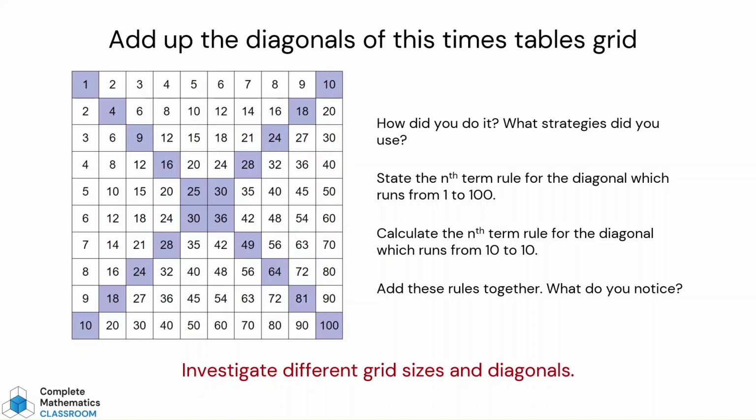The two long diagonals on a times table grid have been shaded. What is the sum of all the shaded squares? When you've got an answer, consider how you did it and what strategy you used, and can you maybe find a more efficient way? And where else could you go with this task?